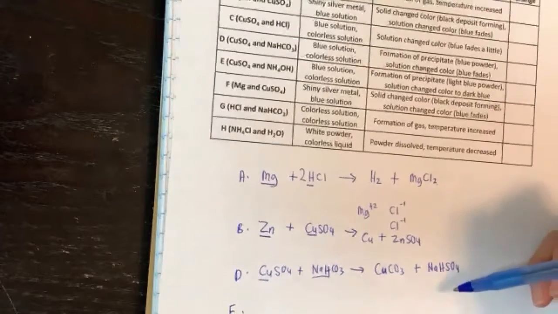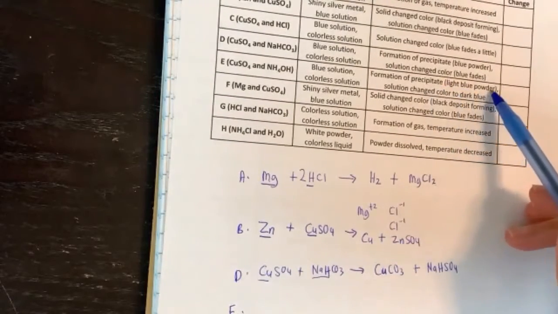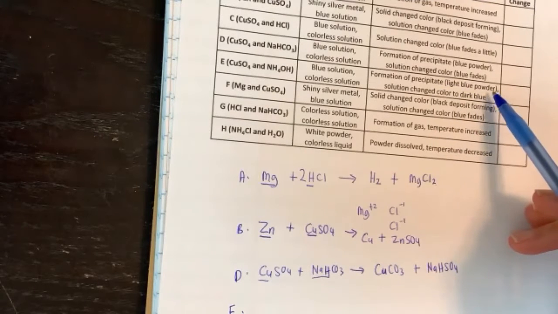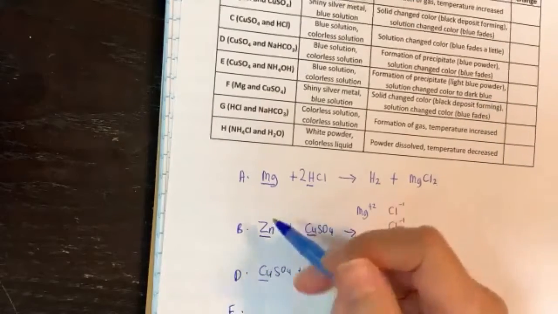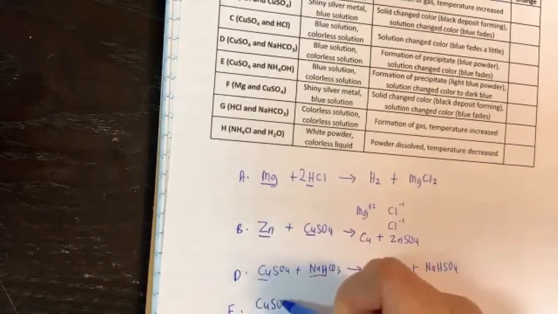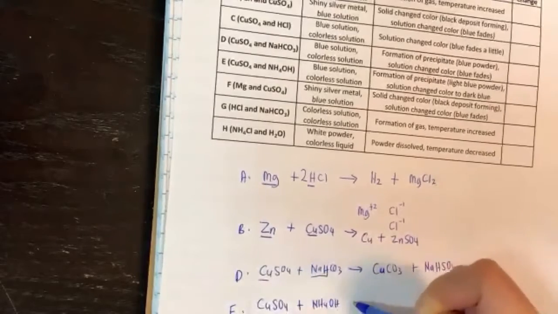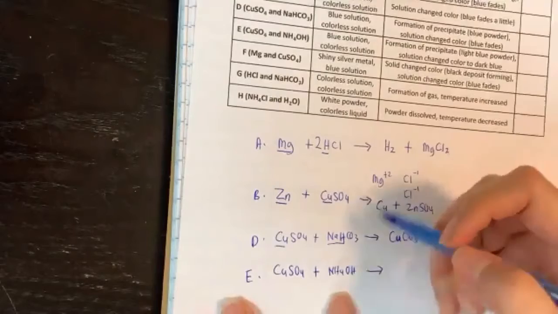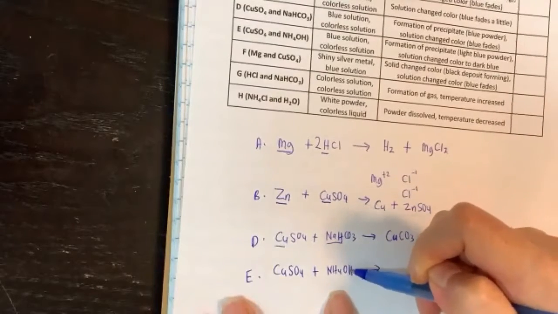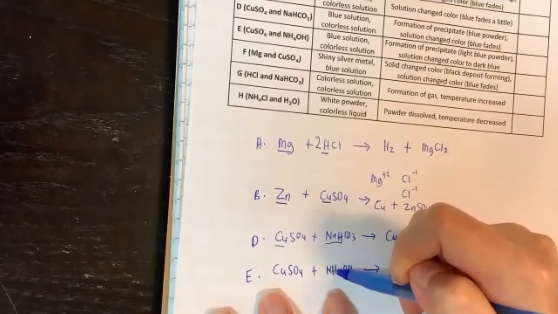I'll do the same for line E. You have a formation of precipitate, and this time it's light blue powder. This is really, really pretty. Like you see light blue powder and a dark blue liquid. So over here, you have CuSO4 plus NH4OH. Now this has a bunch of polyatomic ions, so it's a little bit different, but you will have to memorize polyatomic ions when you go to later chapters in your Chem 1 lecture.